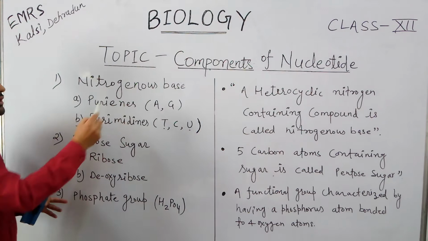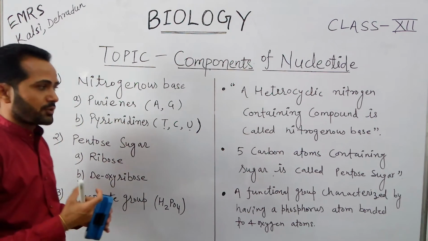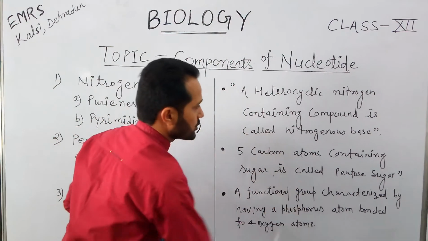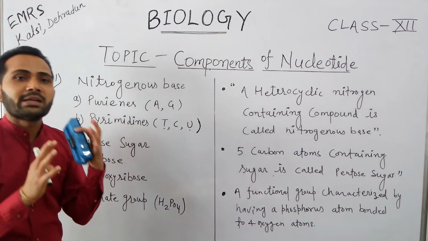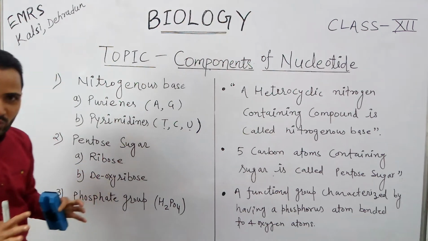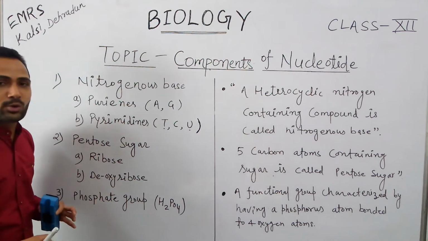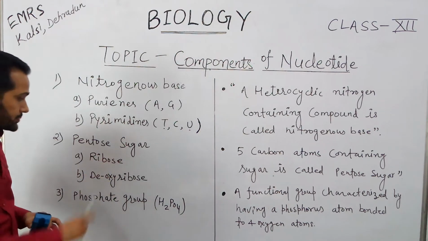The second component of nucleotide is pentose sugar. What is pentose sugar? A sugar containing five carbon atoms is called pentose sugar. It means a sugar compound made up of five carbon atoms is called pentose sugar. There are two types of pentose sugar present in nucleotides, ribose and deoxyribose.